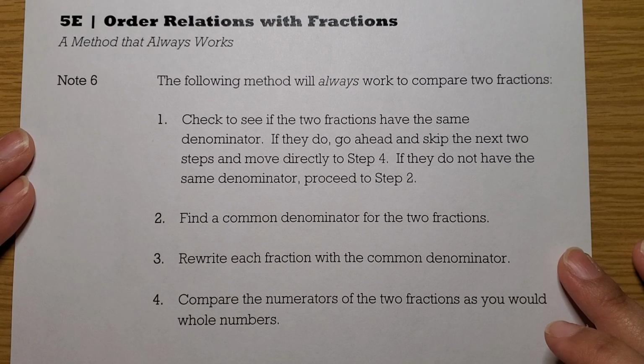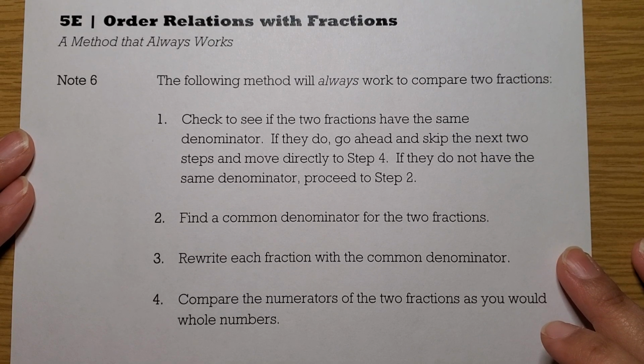Remember that in a fraction, the numerator, the top number, represents how many pieces you have. And the bottom number, the denominator, tells you how big the piece is, so how big the slice of pizza is, or the piece of chocolate you're eating is. So if we're going to compare fractions, we want to be able to compare amounts. But in order to compare the amounts, we have to make sure that the size of the piece is the same.